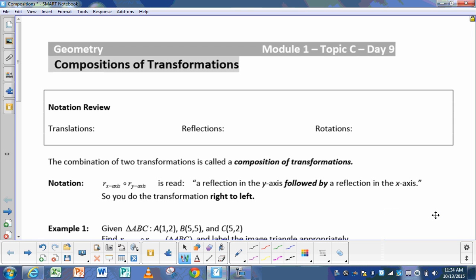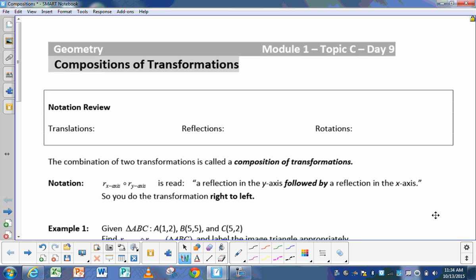Today we're going to talk about compositions of transformations. We've seen three transformations recently: translations, reflections, and rotations. And even further, we've performed these transformations on a coordinate plane. What's really neat about the composition of transformations is that if I have a pre-image and I want to get to my image, I do so by performing a sequence of transformations.